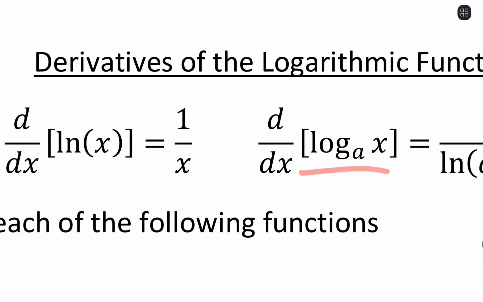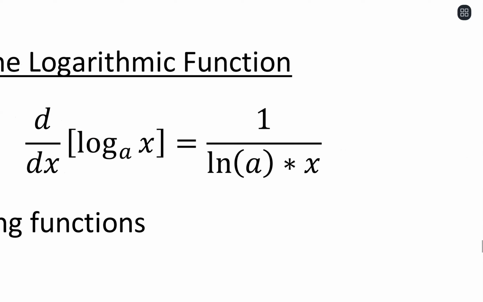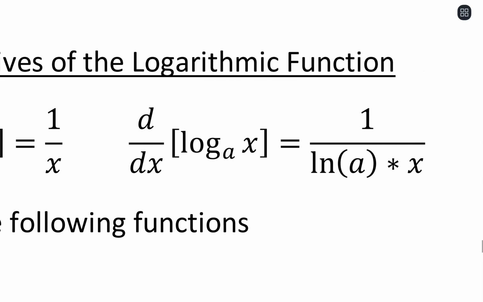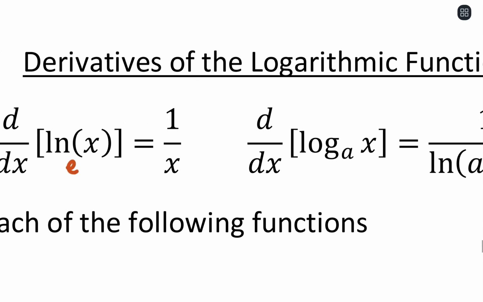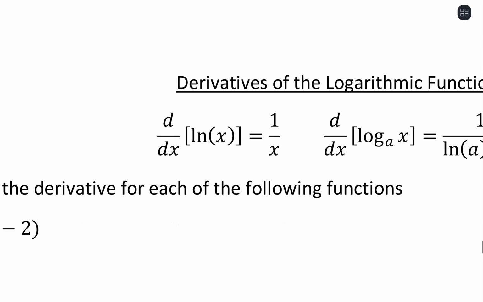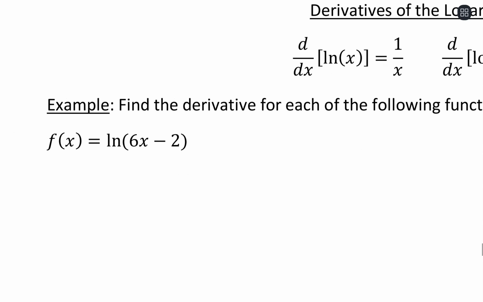But just in case we have some base for a logarithm, you would still have the 1 over x, but in the denominator you also need to multiply by the natural log of that base right there. And same thing, that's technically happening here, it's just that we're in base e, and if you plug in e, that just turns into a 1. So it just cancels out and leaves just 1 over x. All right, let's try this out.